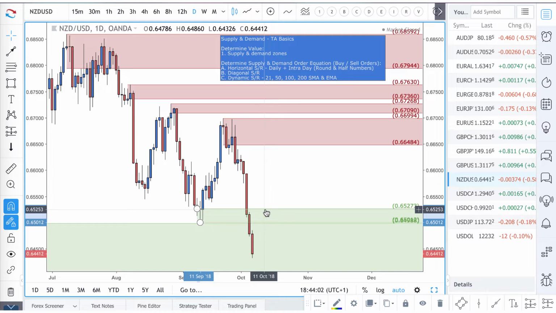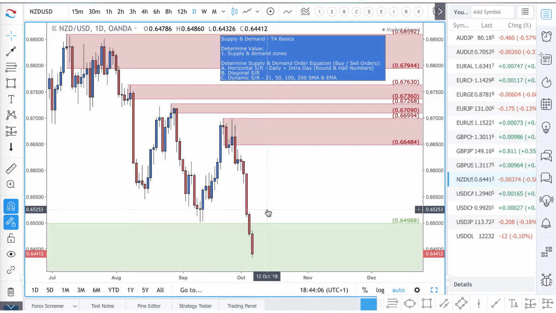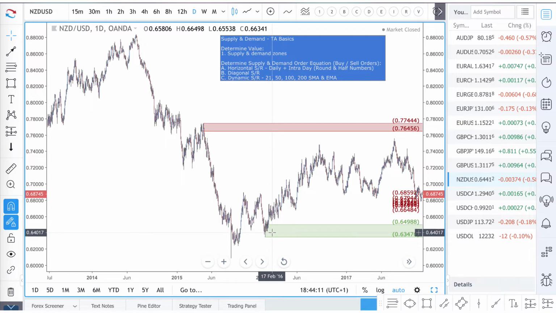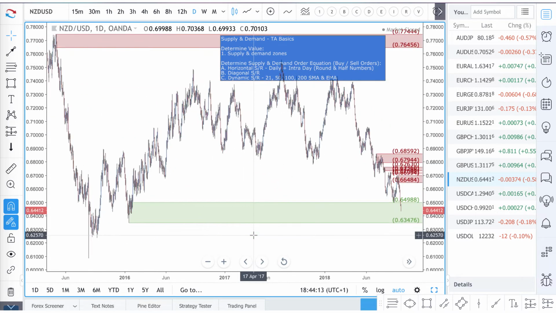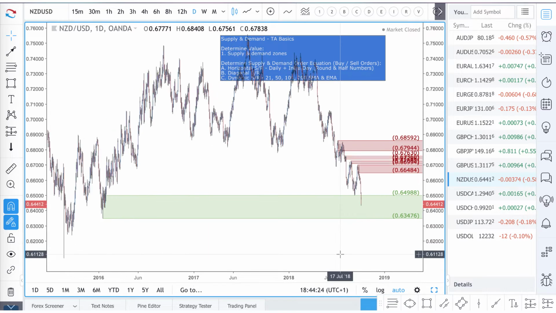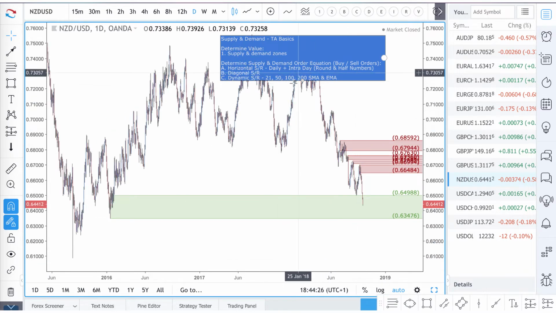So as you can see, prices went through those demand zones. We're down into this larger demand zone, and this demand zone was back in 2016. I'd probably say that traders would be looking at this area as an area of potential value, quite a large one. So again, when you have a large zone like this, just apply the supply and demand order equation if you have any potential support and resistance zones within this area.